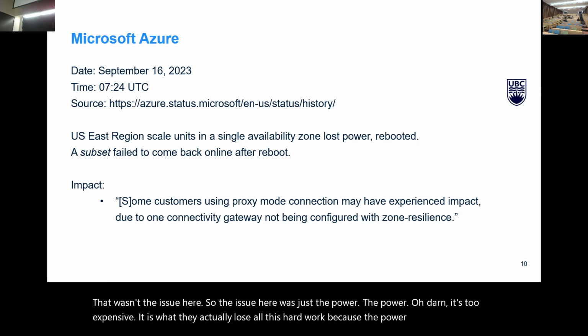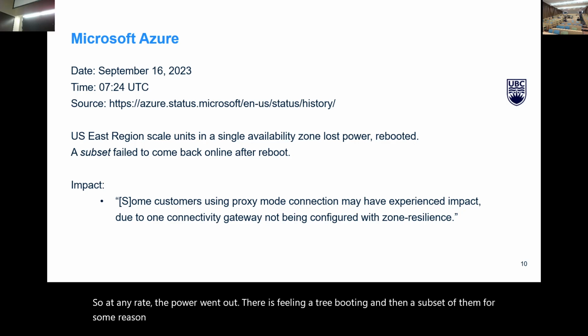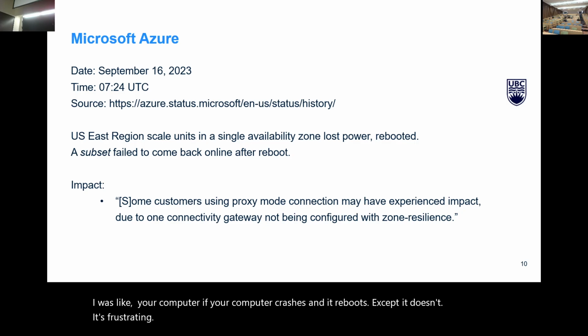Well, okay, so at any rate, the power went out, their scale units rebooted, and then a subset of them, for some reason, failed to come back online. It's like your computer crashes and it reboots, except it doesn't reboot. Had that happen to me over the summer. Happens. It's frustrating. What is going on? Why did it do this?